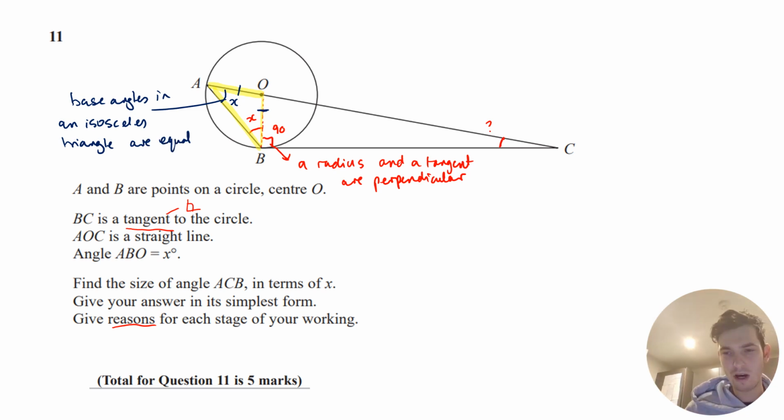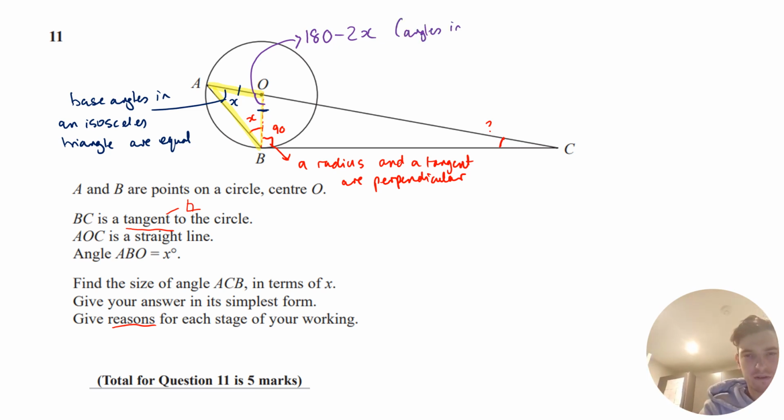Okay, well, if I know two angles in a triangle, I can work out the third. So different color pen up here. So what is that angle? Well, the angle sum is 180, and I'm subtracting 2x. And the reason for that: angles in a triangle sum to 180.